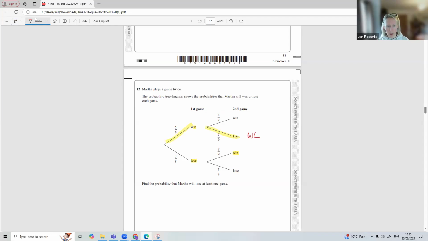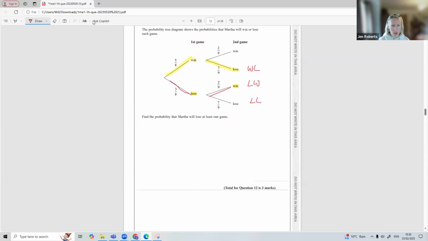I'm going to just put win, lose for now. Here, lose, win. Well, she's lost at least once there. Lose, lose. She's lost at least once here. So what do we do? You multiply your fractions along your branch. So the probability of a win times a lose is 5/8 times 7/9. Multiply your fractions. Okay, I'm going to do lose win next. And lose lose.